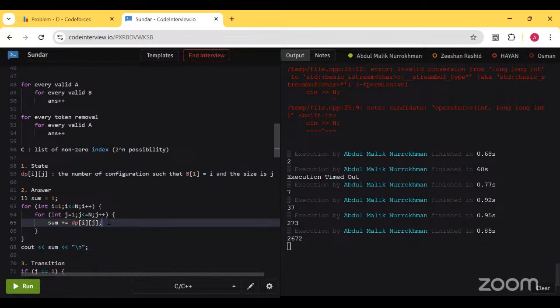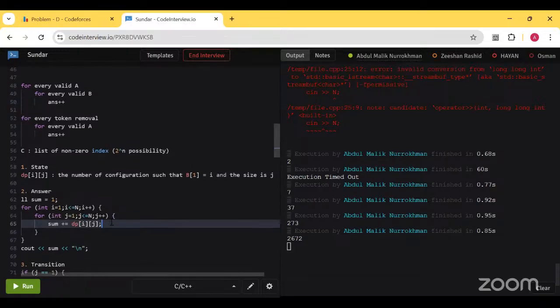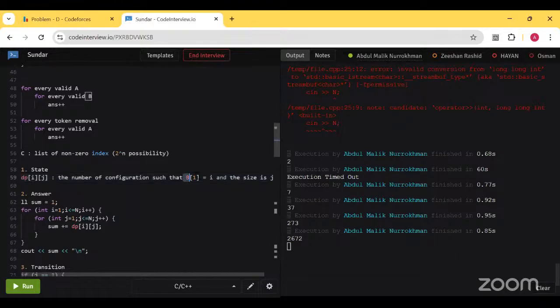And then we want to find all possible removed tokens, right? The number of removed tokens is either 0, 1, 2, 3 until n. If we remove nothing, the number of ways is 1. If we remove one token, then it is the case when j is equal to 1. If we remove two tokens, it is when j equals 2, until j equals n.